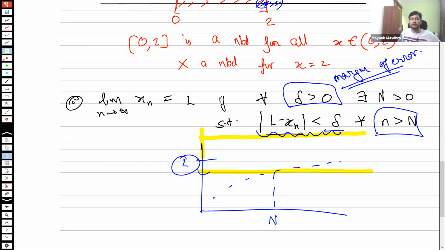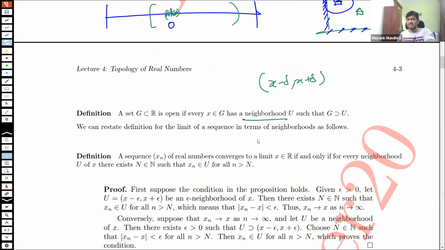So it could very well look like L plus 2 delta and L minus delta. It need not be a symmetric thing. Okay, so even in that case, the condition holds. So we are removing the necessity for symmetry. So we are basically making our definitions broader now.